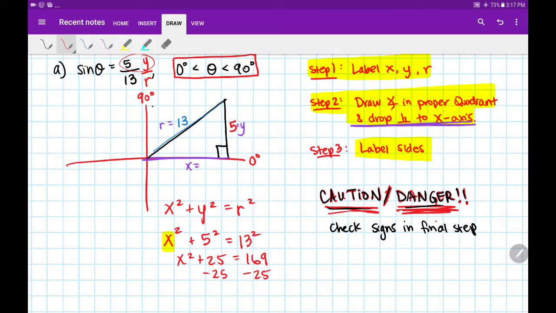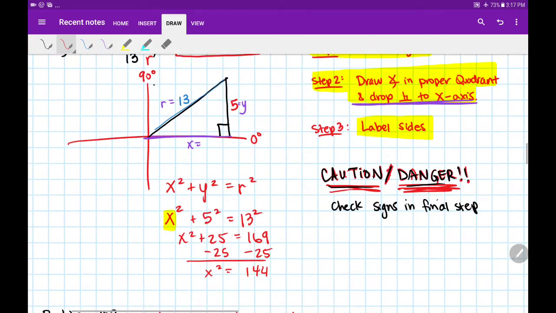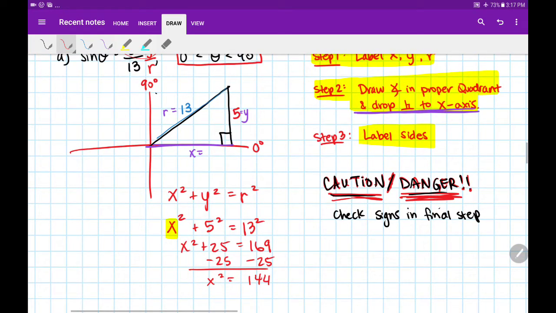We will subtract 25 on both sides, and I'll get x squared equals 144. We're almost finished. I need to get x by itself. So if I have x squared, I need to take the square roots on both sides, and I'll get x is equal to 12. And that would be our answer.